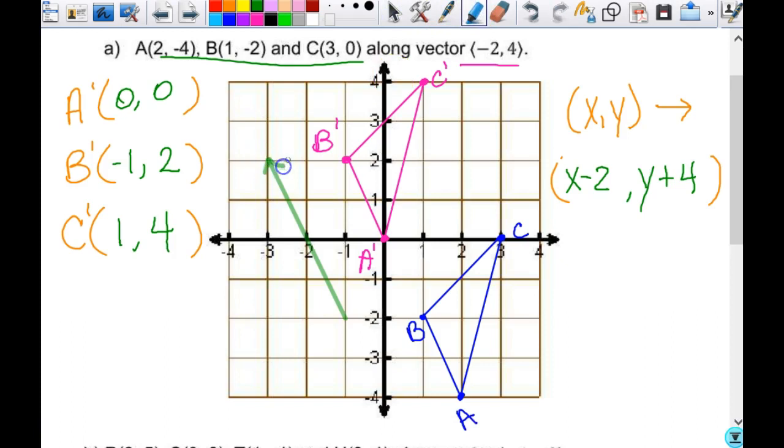And then, so you should be able to see from that every point, if I connected those vertices, they would all be parallel to that vector. Okay? Any questions at all?